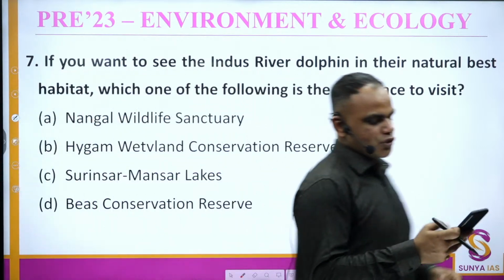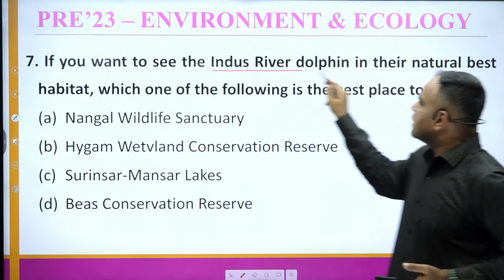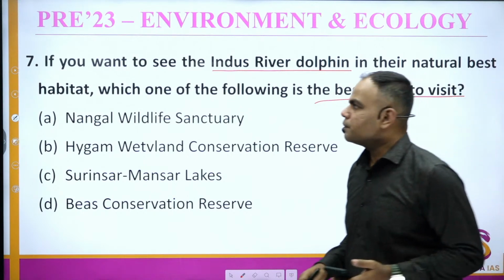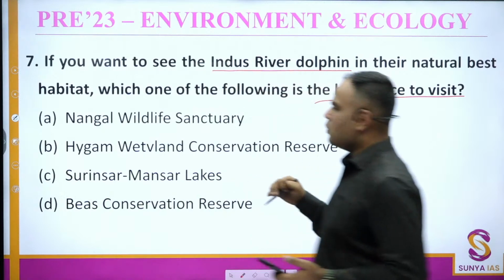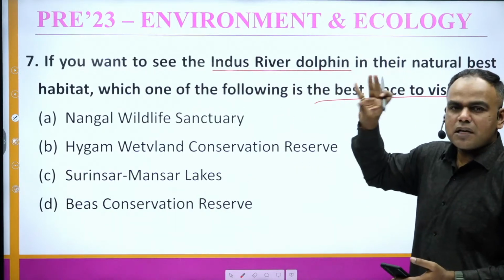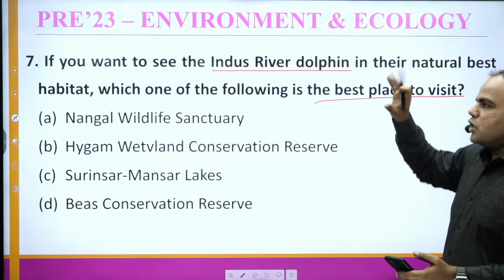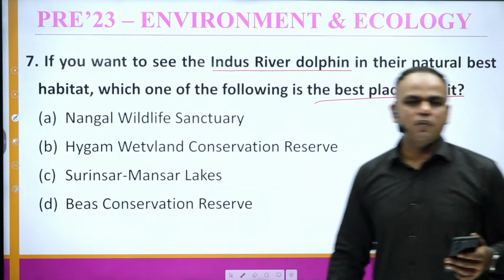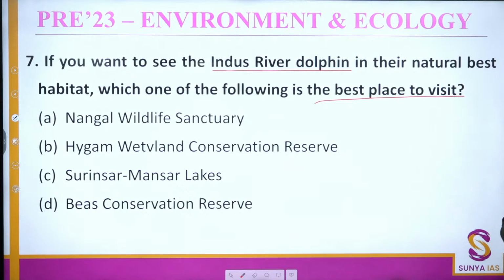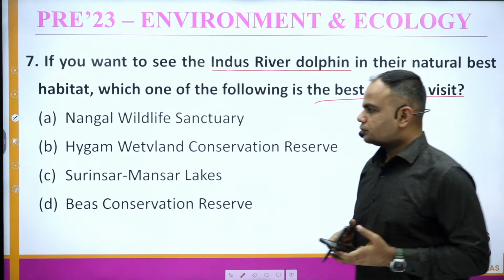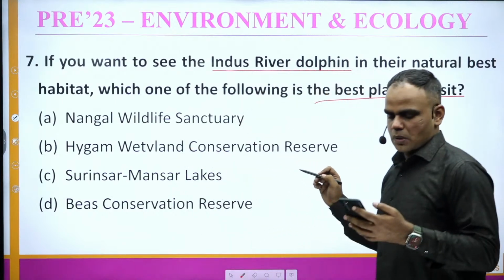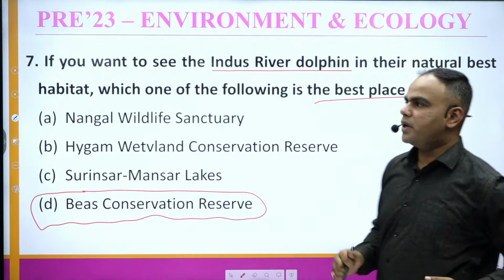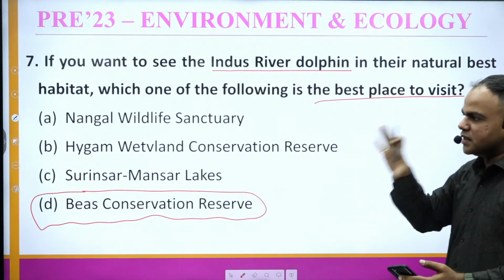Okay, next question. If you want to see the Indus River dolphin in their natural best habitat, which of the following is the best place to visit? Here 4 options are mentioned. If you have the basic knowledge of geography, you know about the Indus River dolphin and you also know about the Gangetic River dolphin. This is a straightforward question. The answer is D, Beas Conservation Reserve, that is related to the Indus River dolphin. So if you have just a basic idea, then you would know.